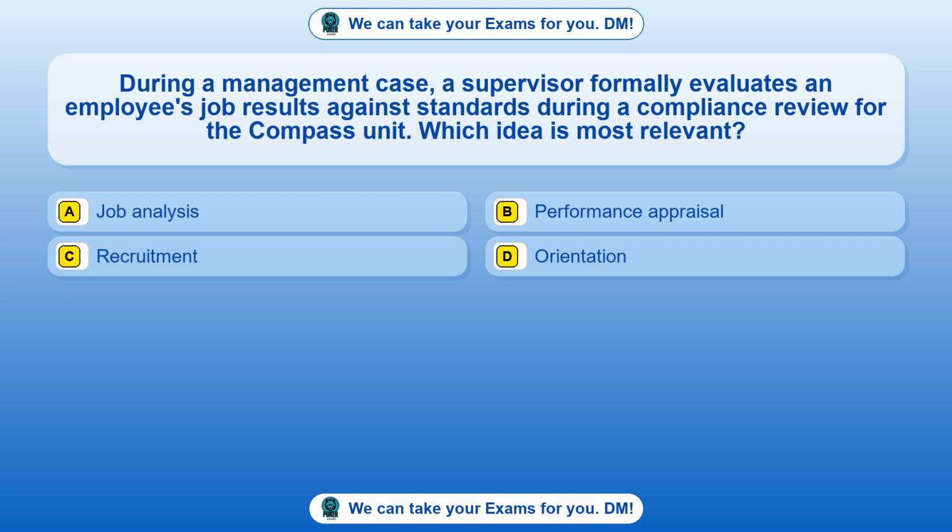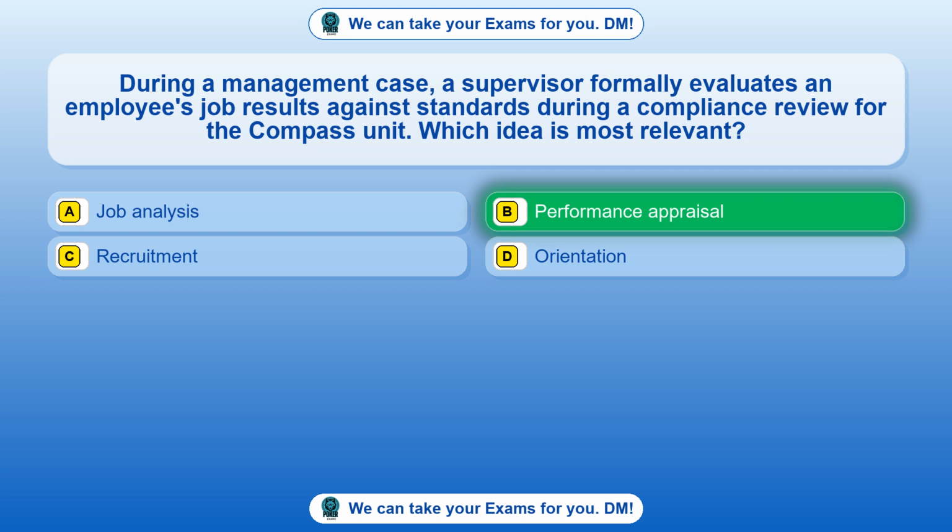Question 87. During a management case, a supervisor formally evaluates an employee's job results against standards during a compliance review for the Compass unit. Which idea is most relevant? Option A, job analysis. Option B, performance appraisal. Option C, recruitment. Option D, orientation. The correct answer is option B, performance appraisal.